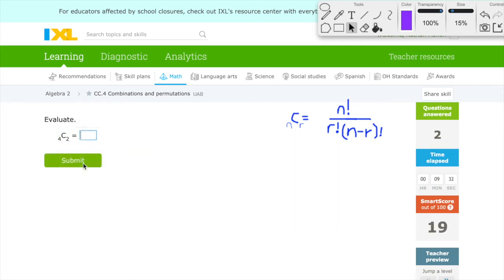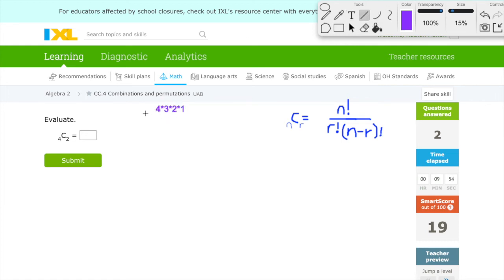Okay, we'll keep going. Okay, so we're back to our combination formula here. Remember, n is the first number, so 4. R is the second, so 2. Let's kind of type this out. So I'm going to have 4 factorial on top, or 4 times 3 times 2 times 1.